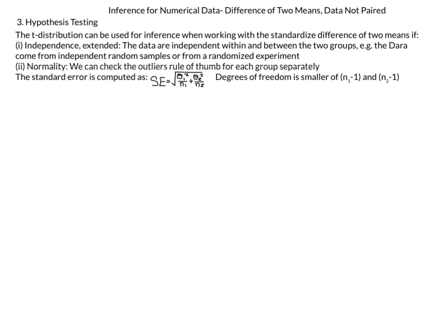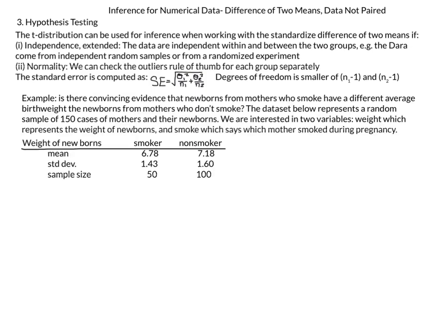Our next example is from hypothesis testing. I left this here even though we've already determined we can use a t-distribution, but I guess the standard error formula is useful. And the example is here. Is there convincing evidence that newborns born from mothers who smoke have a different average birth weight than newborns from mothers who don't smoke? The data set below represents a random sample of 150 cases of mothers and their newborns. We are interested in two variables, weight, which represents the weight of the newborns, and smoke, which says which mothers smoked during pregnancy.